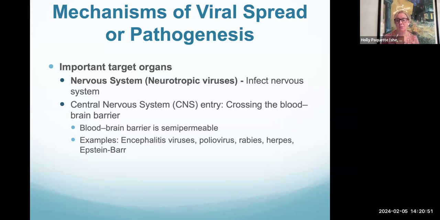Some examples that we have of viruses that can cross the blood-brain barrier include encephalitis viruses. Encephalitis, this is going to mean swelling of the brain, poliovirus, rabies, some of the herpes viruses, and Epstein-Barr virus are all viruses that we see that can make this jump across that blood-brain barrier and cause infection of the central nervous system.